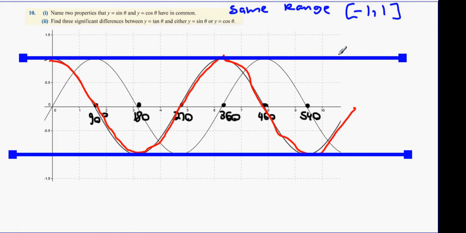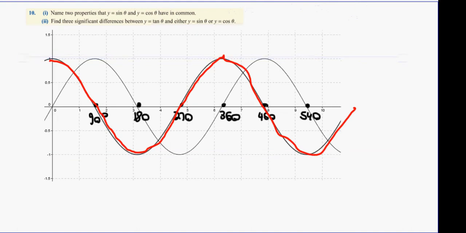Next thing, when do they repeat each other? When is the period of the pattern? Okay, so they have the same range. Now let's see about the same period. This cos starts off at the number 1 going directly downwards. When does this happen again? 360. The period of cos theta is 360 degrees.